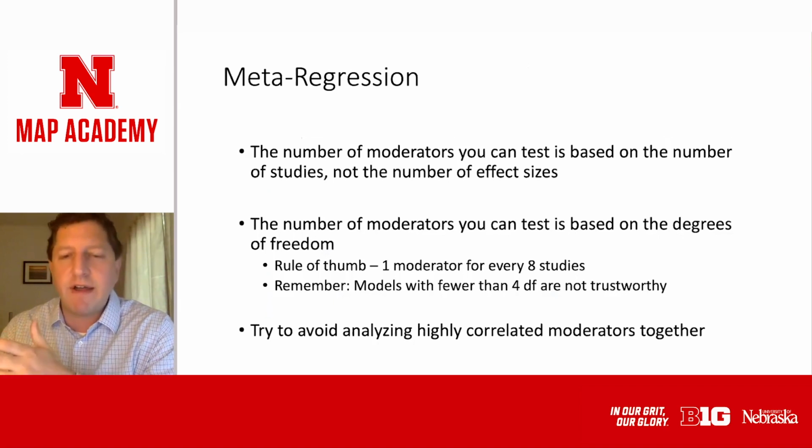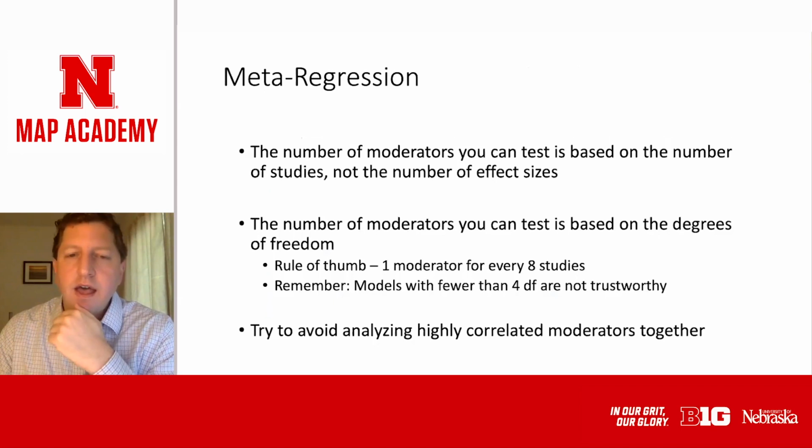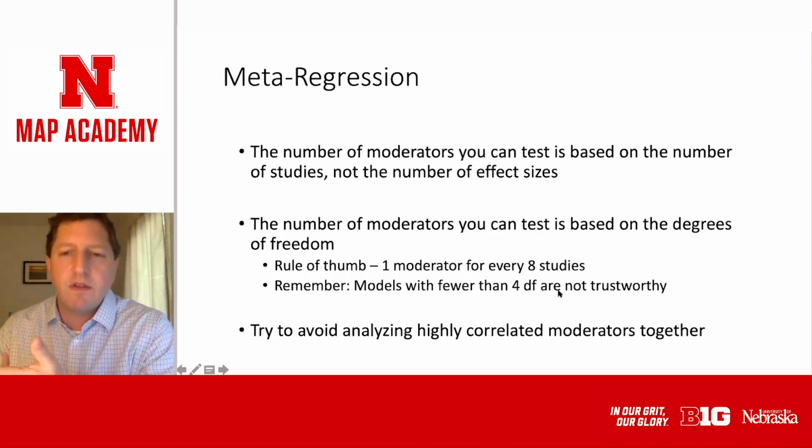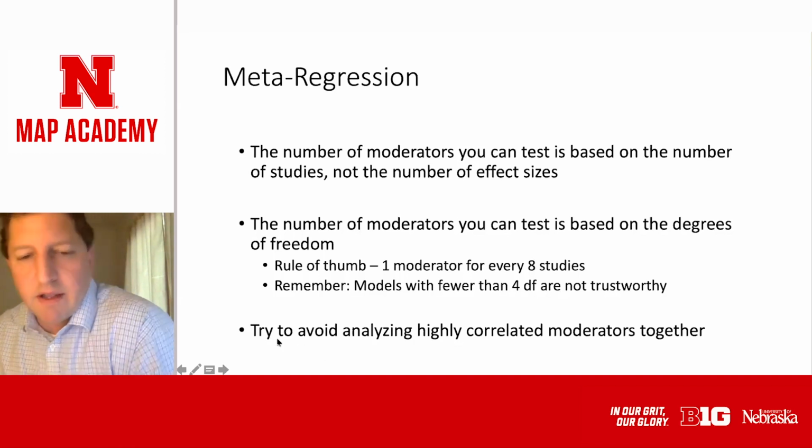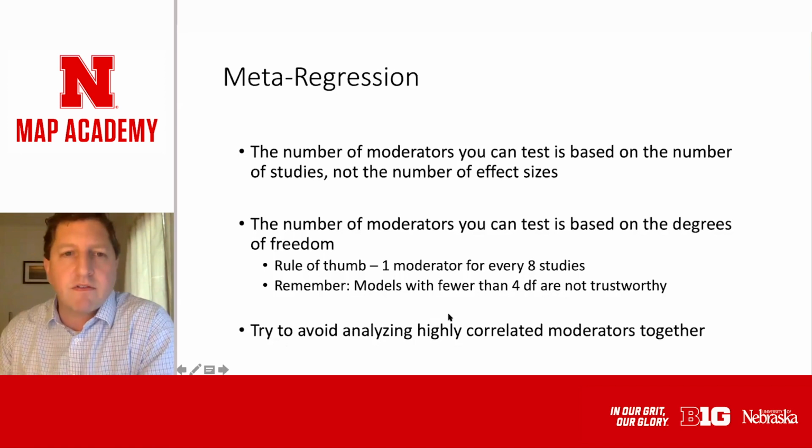And really, I've been finding that it's more like 10 or 12 studies. It really depends on your corpus of studies. Again, you've got to look at those degrees of freedom. So if you end up with less than 4 degrees of freedom for any one of your moderator variables or your coefficient, then the results are untrustworthy and you can't run that. And so the models will tell you what the degrees of freedom are. You want to try avoiding analyzing highly correlated moderators together.